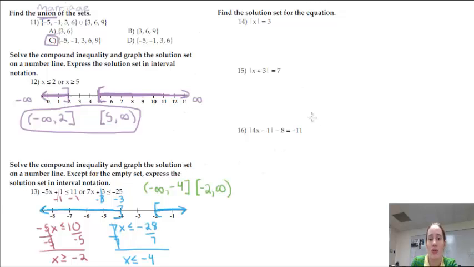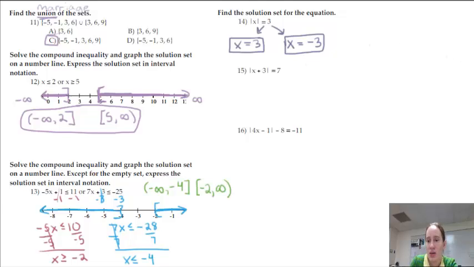Number 14 through 16 is talking about absolute value equations. So remember that what we do is we make sure our absolute value is by itself, and if it's by itself on its side of the equation, then we can split this up into two different equations. The first one is just whatever it is with the absolute value bars dropped, so x equals 3. The second one, you make the right side negative. So for 14, our answers would be 3 and negative 3.